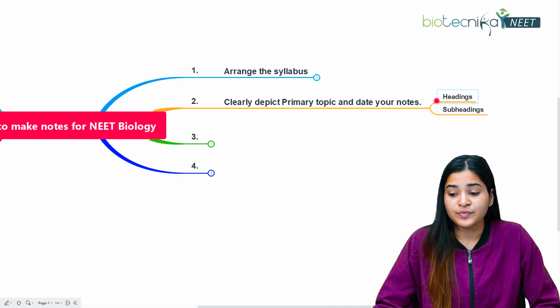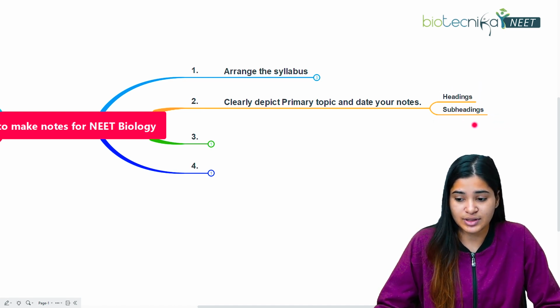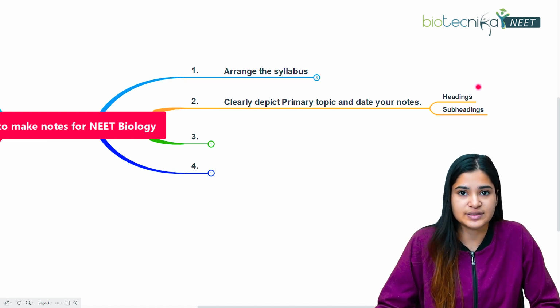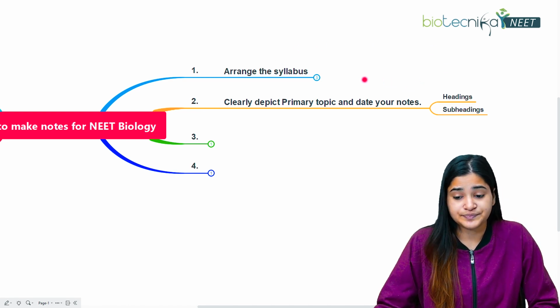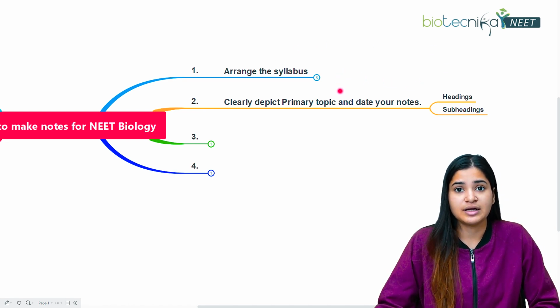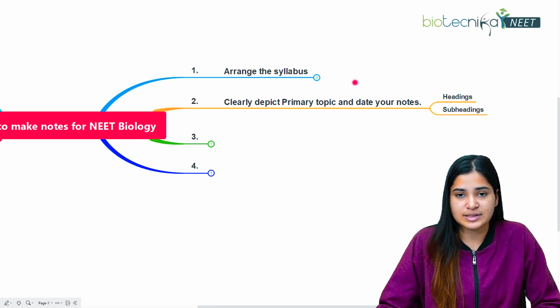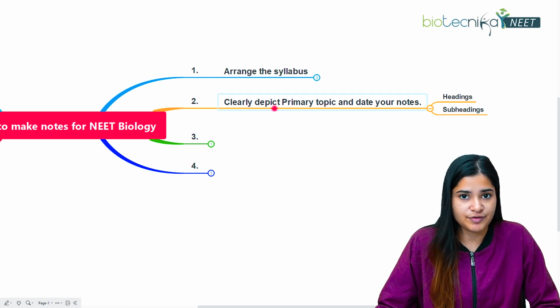The note should clearly depict the heading as well as subheadings. Suppose the heading is digestive system and you are talking about the physiology of the digestive system, so the chapter topic should be intact. Within the digestive system, if you are concerned with hormones, the large intestine or small intestine, the anatomy of the stomach, the processes that occur there for digestion, or the pathways of digestion, put that heading intact, straight and bold. This is the second point which is important.